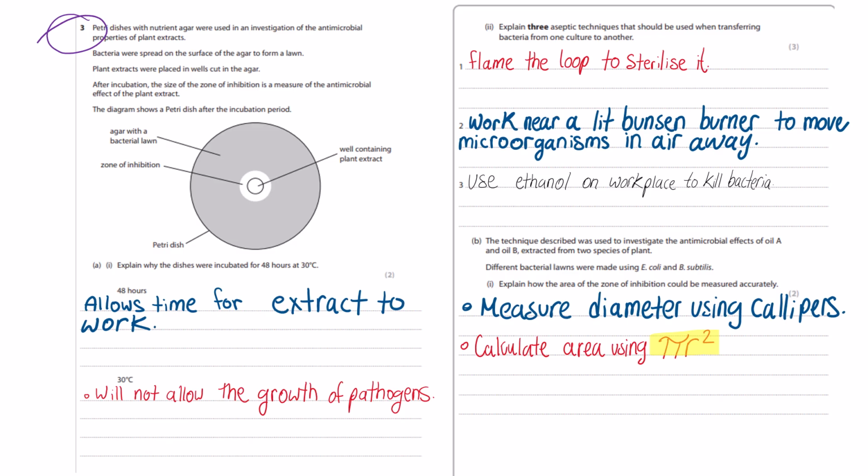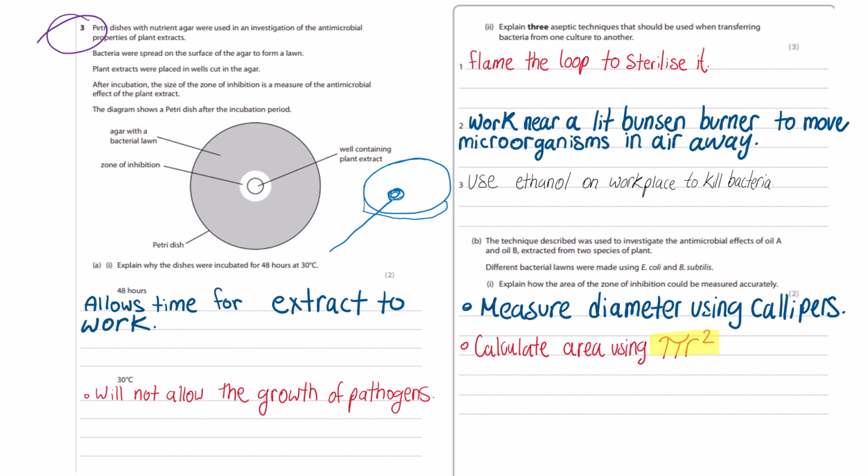Explain 3 aseptic techniques that should be used when transferring bacteria from one culture to another. So remember, we're going to have to spread the bacteria using a loop. A loop looks like this, and it's a stick with a circle in the middle which you can use to spread around the agar plate.